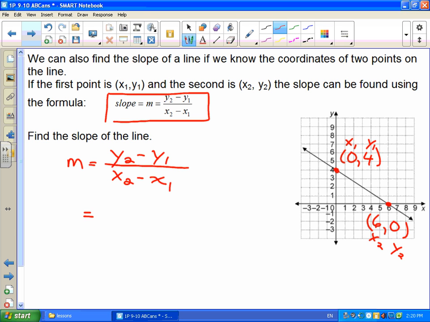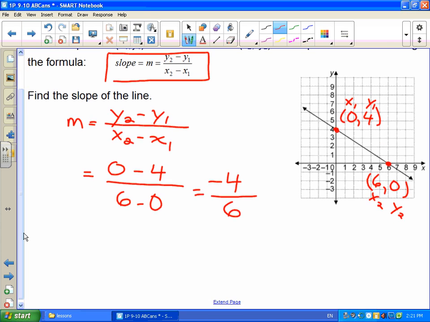And let's just put these numbers into our formula. y2 is 0. We subtract y1, which is 4. Down on the bottom we have x2, which is 6. And we're going to subtract x1, which is 0. And if we do this subtraction, 0 minus 4 is negative 4. 6 minus 0 is 6. So we get the fraction negative 4 over 6. And if we put this in lowest terms, we get negative 2 over 3. So that's our slope, negative 2 over 3.